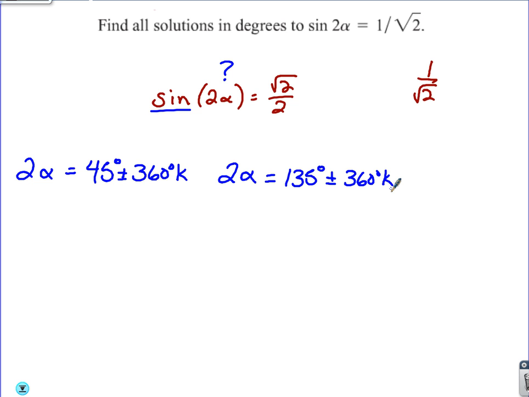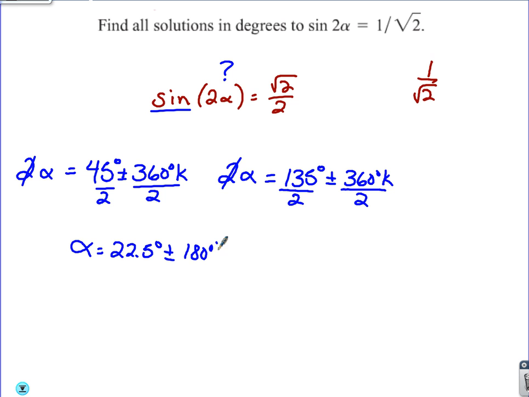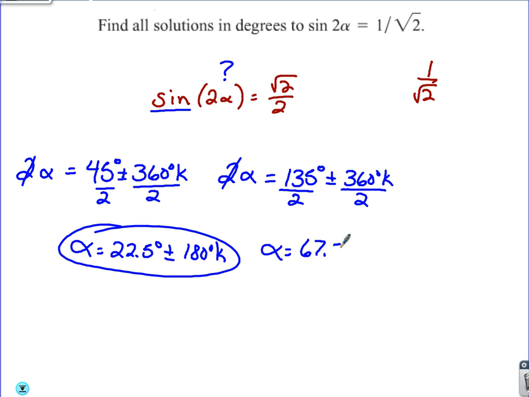Everybody good with that? Alpha's not solvable yet, but if you can get to that step, from here on out it's pretty easy. So therefore, 2 alpha is either 45 plus a rotation, or 2 alpha is 135 plus a rotation. To get alpha by itself, what do you now do? Divide by 2. Divide everything by 2. The 2 cancels. So if 2 alpha is that, then alpha is 22.5 plus or minus 180K, or alpha is 67.5 plus or minus 180K.